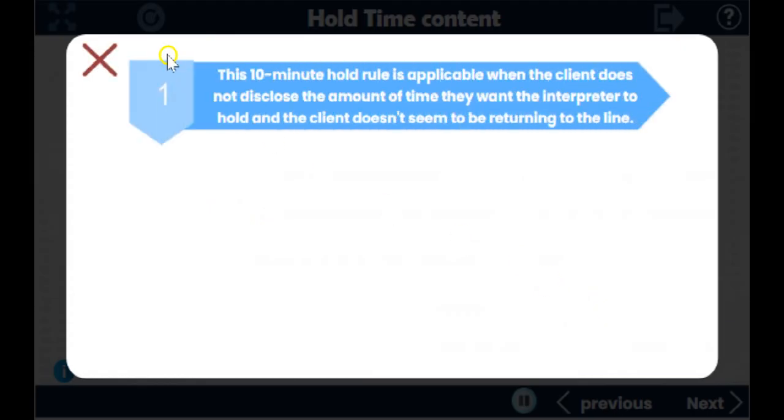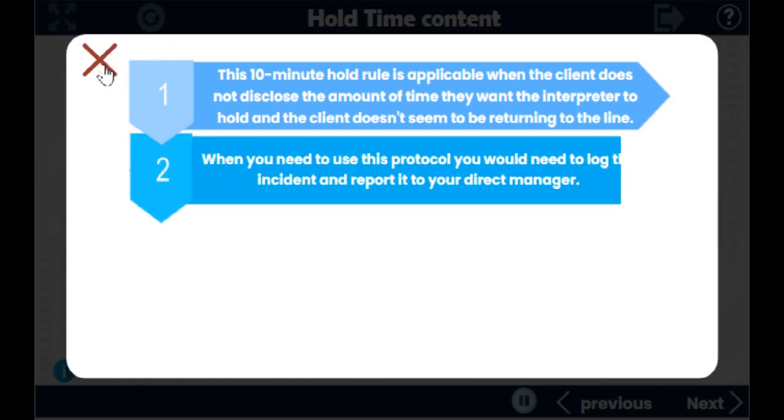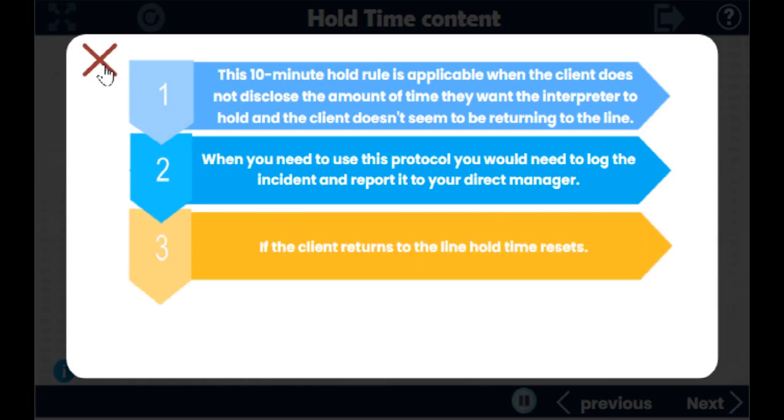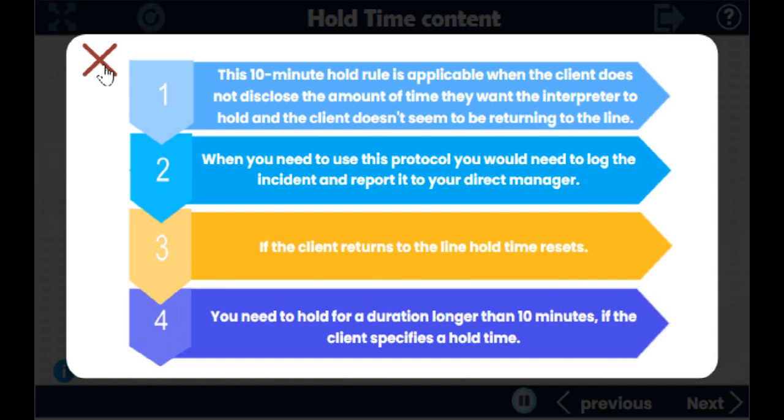Hold time. Important notes. This 10-minute hold rule is applicable when the client does not disclose the amount of time they want the interpreter to hold and the client doesn't seem to be returning to the line. When you need to use this protocol, you would need to log the incident and report it to your direct manager. If the client returns to the line, hold time resets. You need to hold for a duration longer than 10 minutes if the client specifies a hold time.